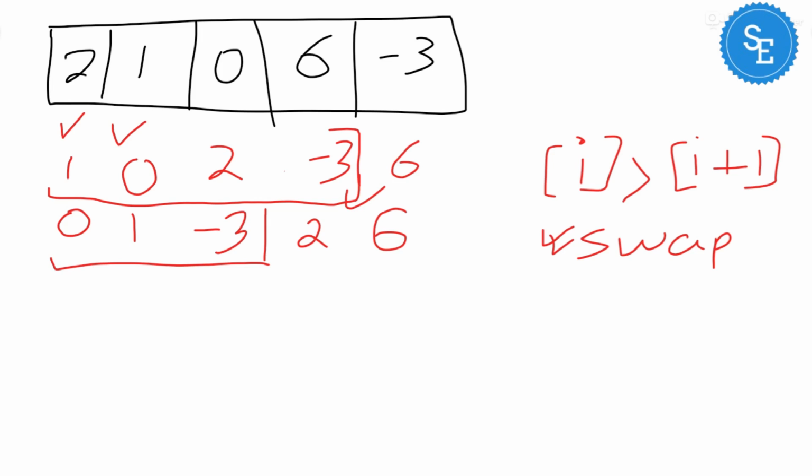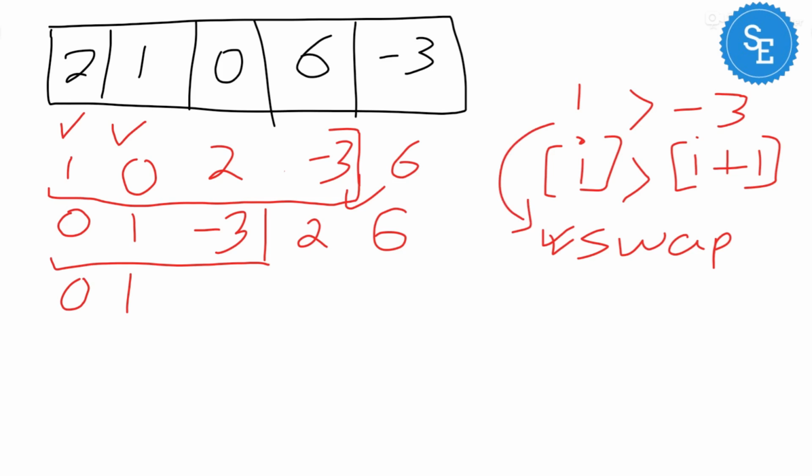So again when we compare 0 and 1, is 0 greater than 1? No. So there will be no swap. So 0 and 1 will stay like here. When we see 1 and minus 3, is 1 greater than minus 3? Yes, this is greater than minus 3. So it should go for a swap.